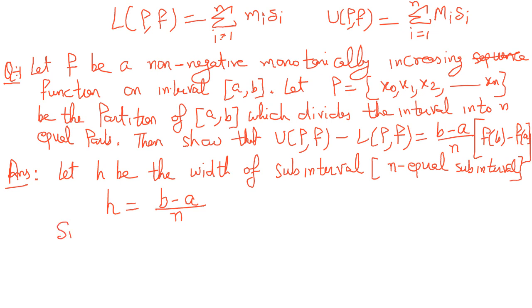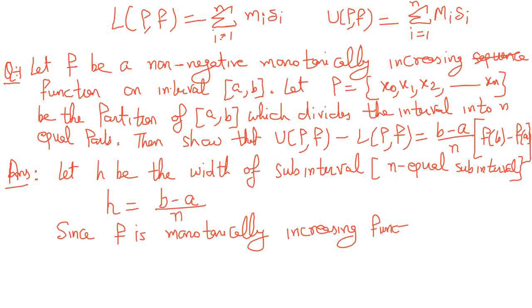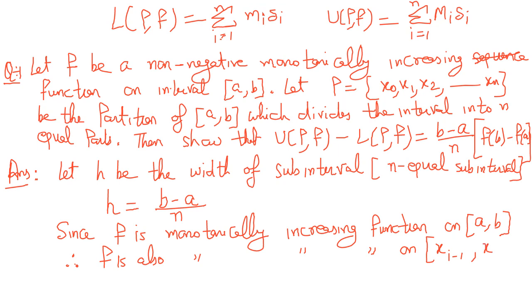Since f is a monotonically increasing function on the interval a comma b, therefore f is also a monotonically increasing function on x(i minus 1) comma xi.